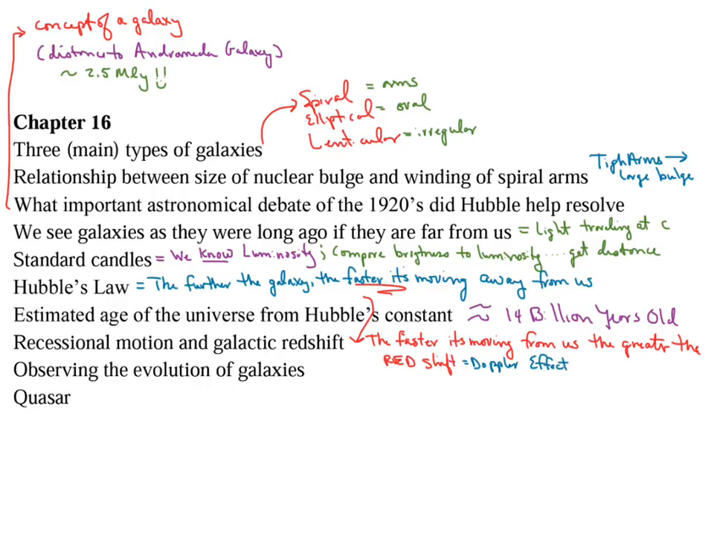This one, the recessional motion and the redshift, is related to Hubble's law. Hubble sees that the galaxies are all moving away from us. Well, one of the things we know about things that are moving away from you is that you get the Doppler effect, the redshift. So basically, the faster it's moving away from you, the more the redshift. We definitely can see that the farther galaxies are moving faster away from us and they have a greater redshift.